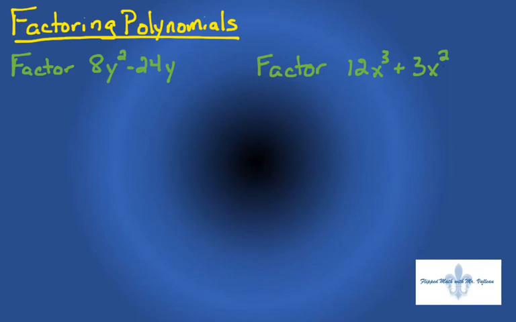Now again, we have to look at how we are going to factor these polynomials. So when we start to factor, one of the things we want to look at is what is called your greatest common factor, or GCF. So what you have to look at is what is in common.